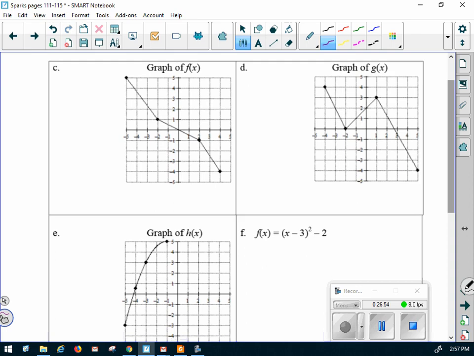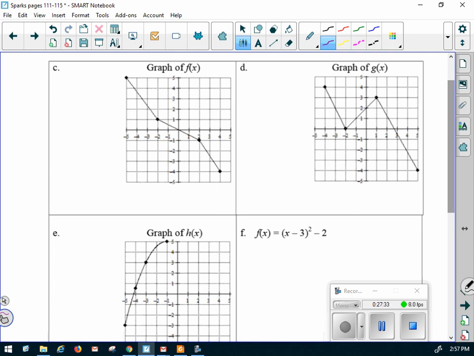Look at C. Does this graph have an inverse? Yes, because? Oh, good. The function's always decreasing, right? So does the function pass the horizontal line test? Yes. So this function passes the horizontal line test, so it's 1 to 1. Therefore, f inverse exists. Now look at what the author did. The author wrote f of x is 1 to 1 because the graph passes the horizontal line test.